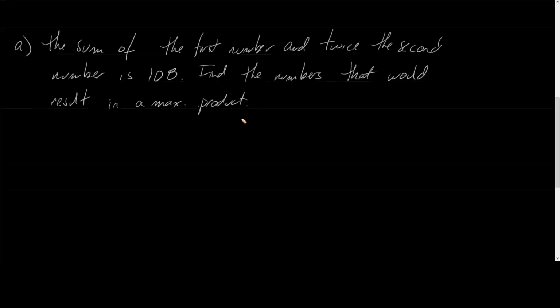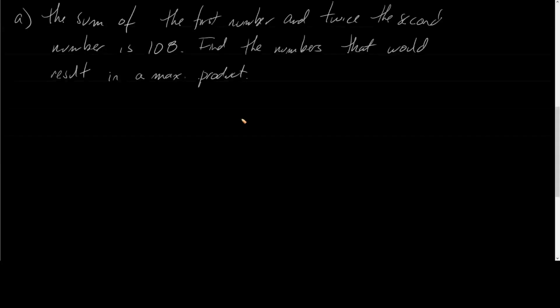Right? So here's what we're saying. We've got the sum of a number and twice the second number to be 108. Given that, what would the numbers be such that their product is the maximum? So what's the biggest possible product there? All right, so here let's think about this. In here, our objective is to maximize a product, right? And what is a product here? We have a number and a second number. So the product is x times y. That's what we're trying to maximize.